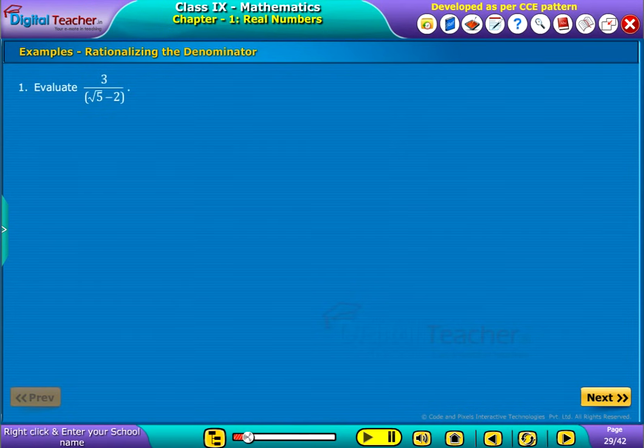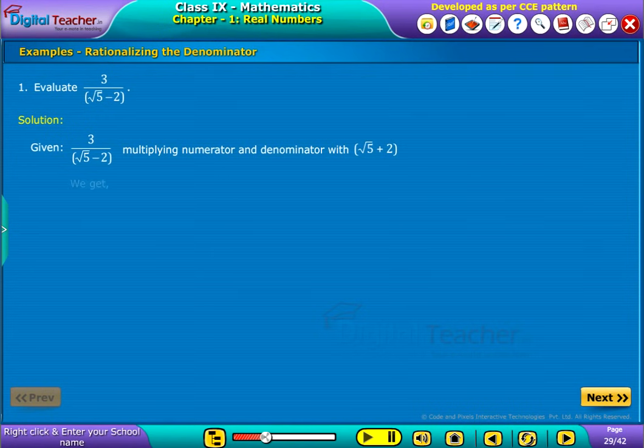Evaluate 3 by root 5 minus 2. Solution. Given expression is 3 by root 5 minus 2. Multiplying numerator and denominator with root 5 plus 2, we get as shown. Multiplying it further, we get 3 into root 5 plus 2 by root 5 minus 2 into root 5 plus 2.